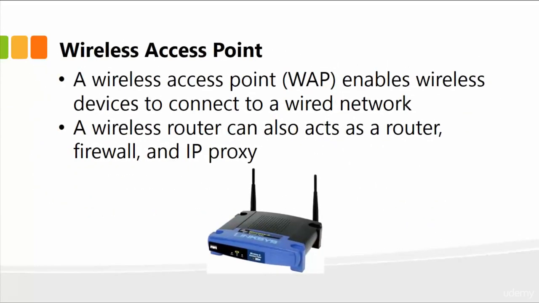So this is what the wireless access point looks like. Simply enables wireless devices to connect to a wired network. So the wireless router, right? Router by definition means it routes data, right? Routes information from one computer to the other. Can also act as a router, firewall, or an IP proxy. And some of these terms I'll cover later, but a firewall is simply the security layer for your data. So it gets transmitted and reaches the destination that has actually been defined. So the wireless access point simply enables the wireless devices to connect to a wired network.